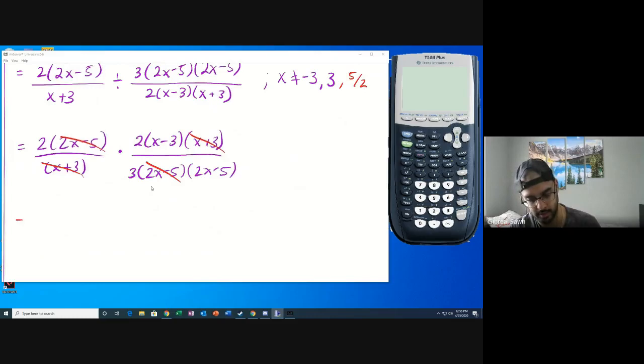So if we go to write this in simplified form, I still have this 2, so I'm going to circle everything I still have to deal with. Okay, so everything circled or boxed in red is still there, so I can multiply now the numerators together, denominators together. So 2 times 2x minus 3, that'll leave me with 4x minus 3's.